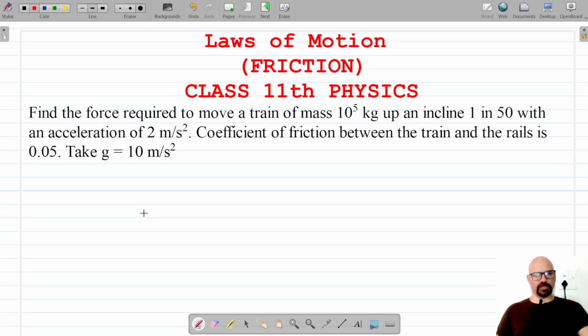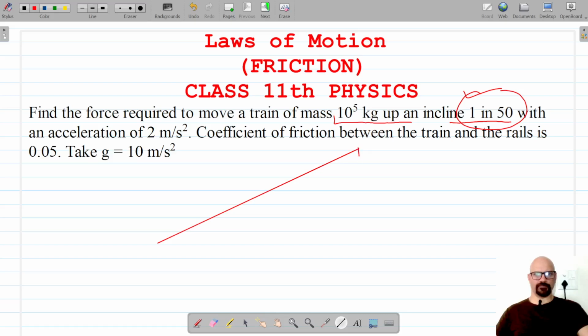For the next question, it's given that you have to find the force required to move a train of mass 10 raised to 5 kg up an incline of 1 in 50. So what does this 1 in 50 mean? Let's say this is the inclined plane and the train is moving up this inclined plane.